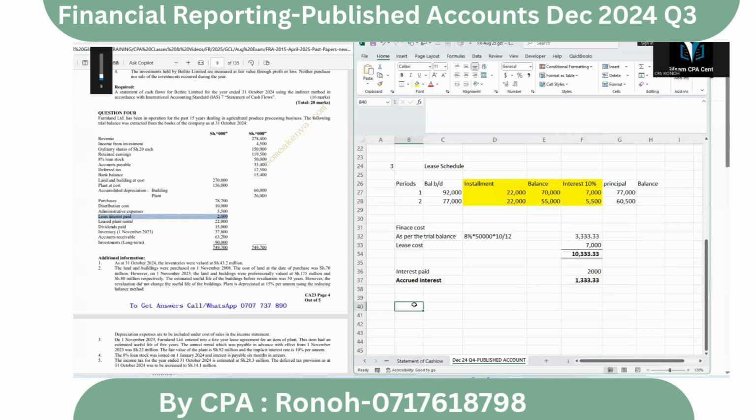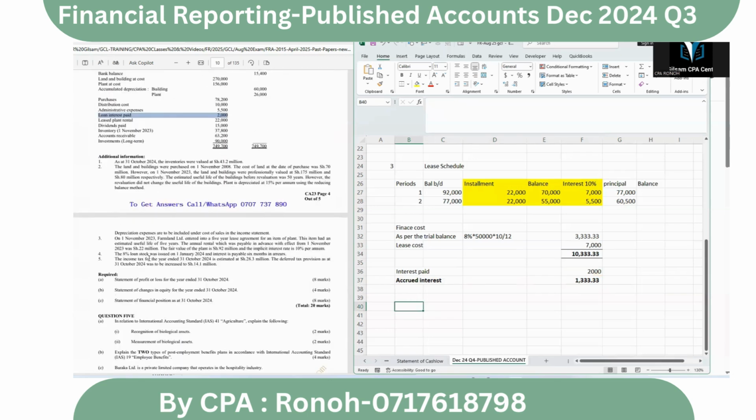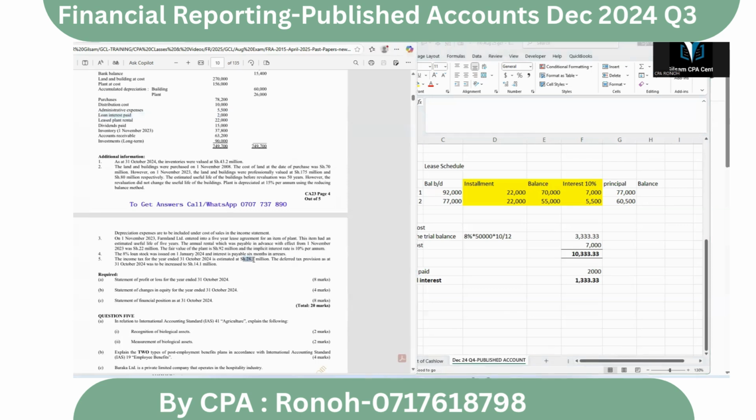Now, we move to note 4. Note 4, we have done with that. So we go to note 5. The income tax for the year ended 1st October 2024 is estimated to be 28.3 million. The deferred tax provision as of that 1st October was to be increased to, you have to be keen, was to be increased to, not increased by. So this note 5, what are we looking at for this note 5?